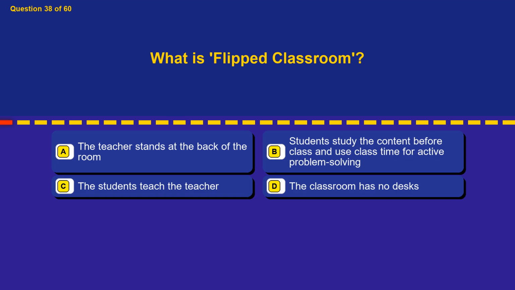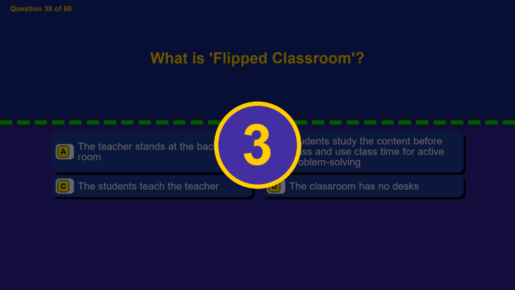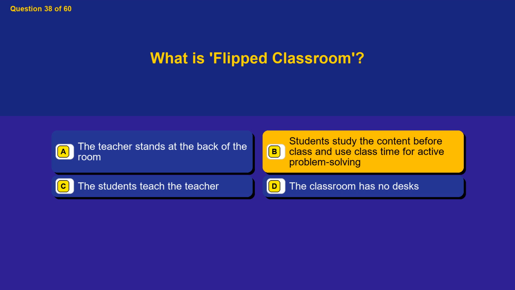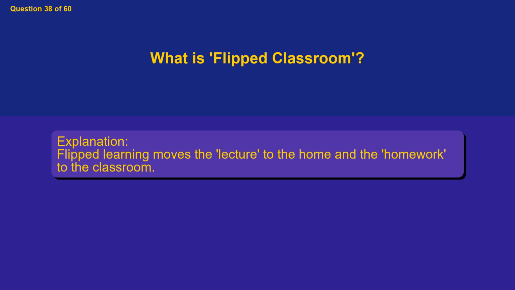Question 38. What is flipped classroom? Option A, the teacher stands at the back of the room. Option B, students study the content before class and use class time for active problem solving. Option C, the students teach the teacher. Option D, the classroom has no desks. The correct answer is option B. Students study the content before class and use class time for active problem solving. Flipped learning moves the lecture to the home and the homework to the classroom.